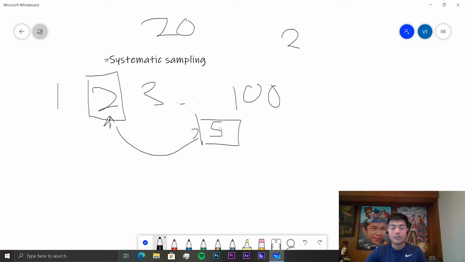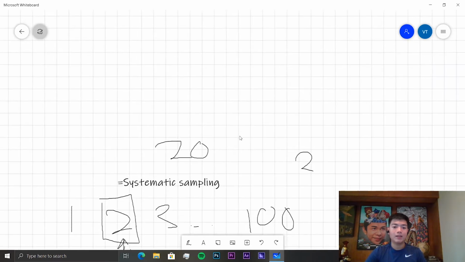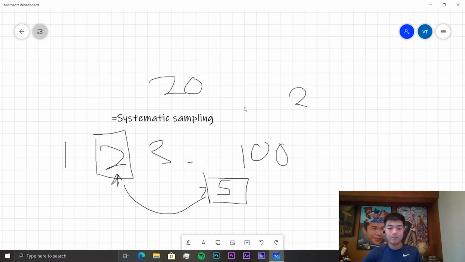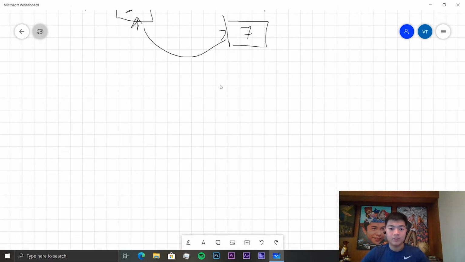So remember that simple random sampling is just generating 20 random numbers and getting the values of them. Systematic sampling is when we go every 5 people, so the next one would be 7, and then get that person.